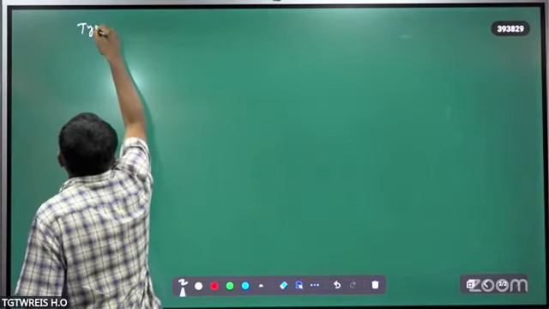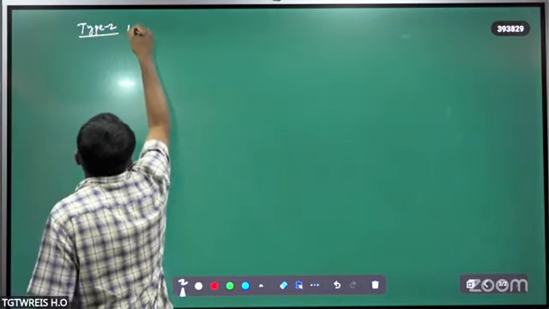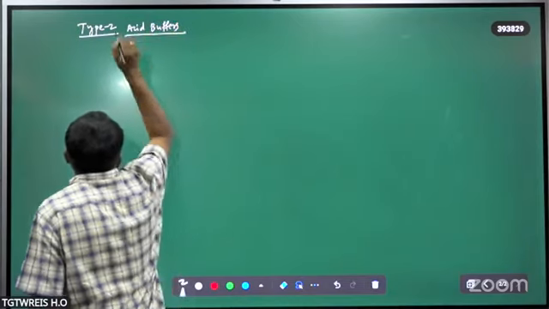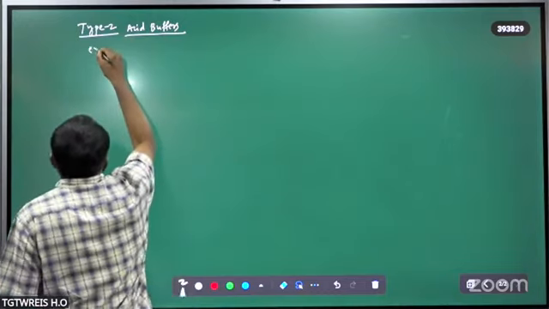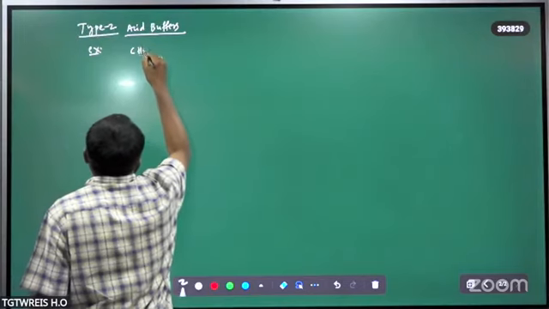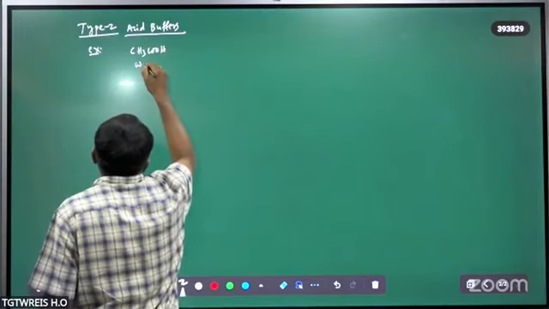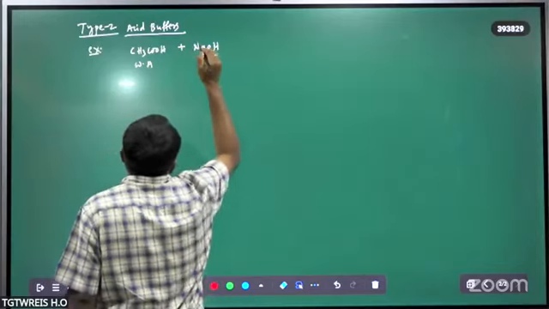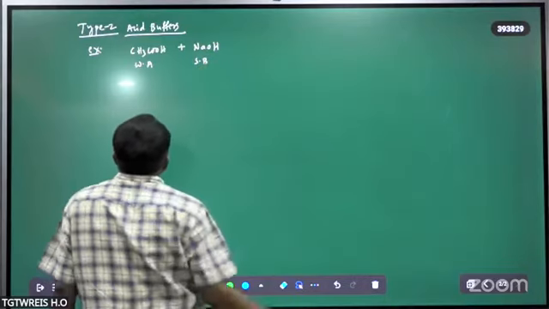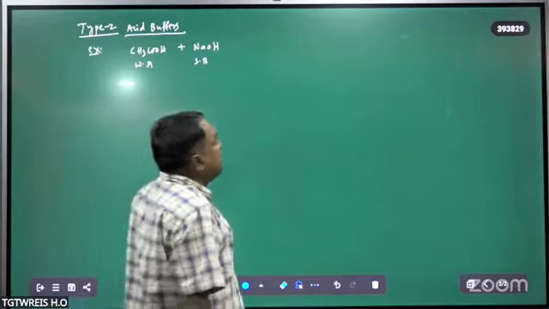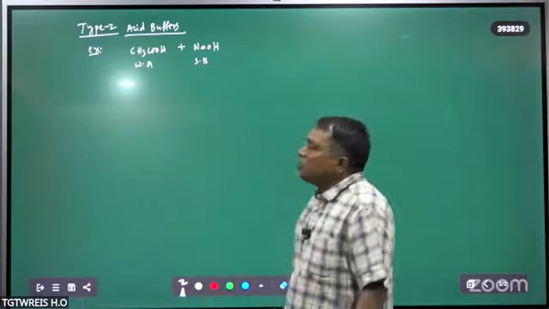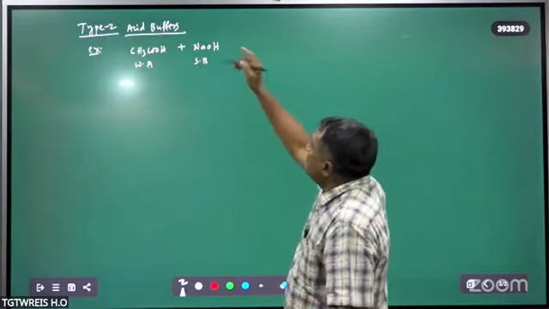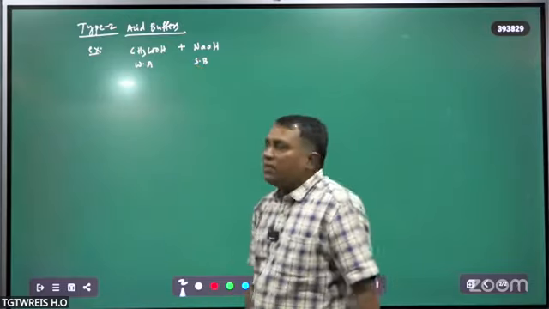So what are type 2 acid buffers? For example, you take CH3COOH, which is a weak acid. Now we are adding a strong base, NaOH. By adding these two, the mixture will act as an acid buffer solution. So how does this CH3COOH and NaOH combination act as a buffer? When we add NaOH to acetic acid, what do we get?